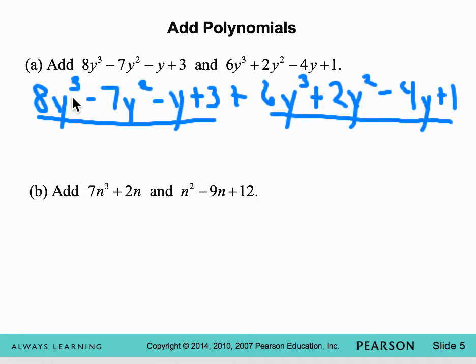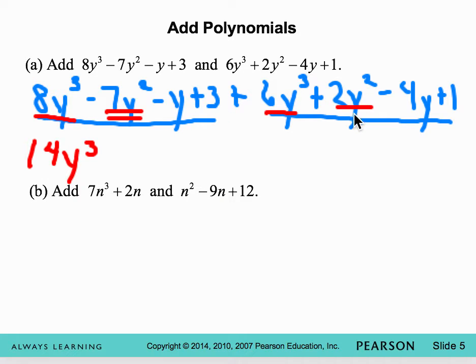So the only thing I can add to this is if there is another y cubed. Can't add that or that or that. Oh, look, here's one. Is there any more? Nope. So 8y cubes plus 6y cubes, that's 14y cubes. Okay, now the only thing I can add to this is if there's another y squared.